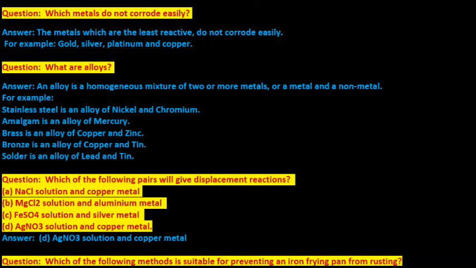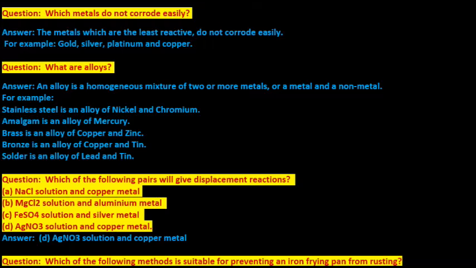Question: what are alloys? Answer: an alloy is a homogeneous mixture of two or more metals, or metals and a non-metal. For example, stainless steel is an alloy of nickel and chromium, amalgam is an alloy of mercury, brass is an alloy of copper and zinc, bronze is an alloy of copper and tin, solder is an alloy of lead and tin.